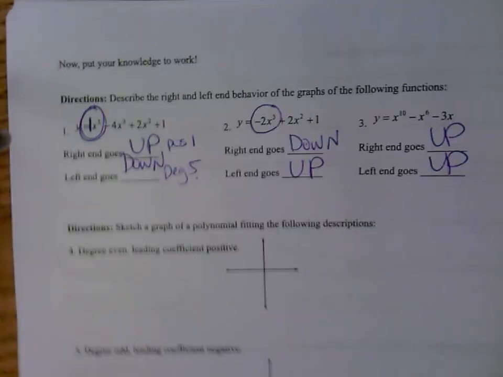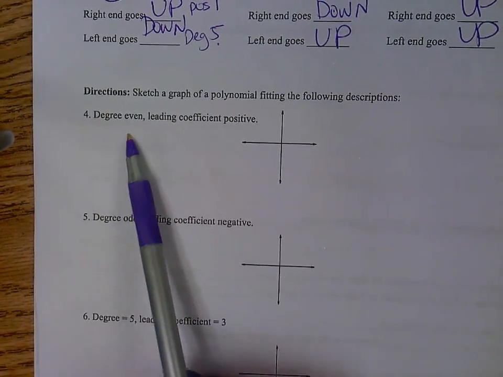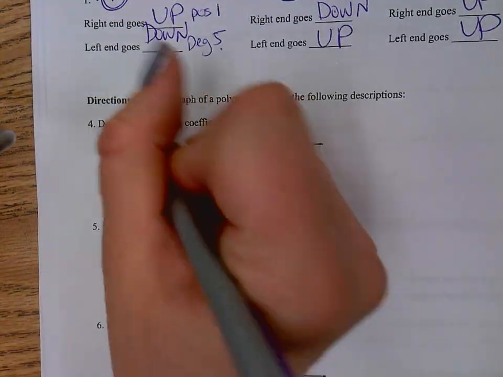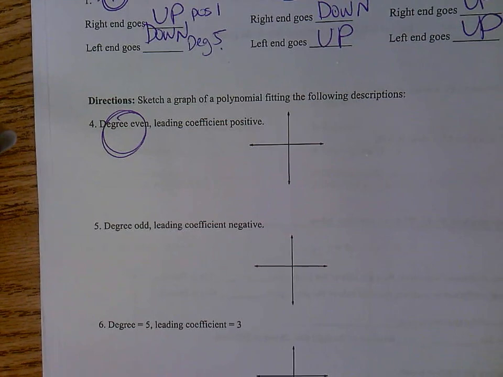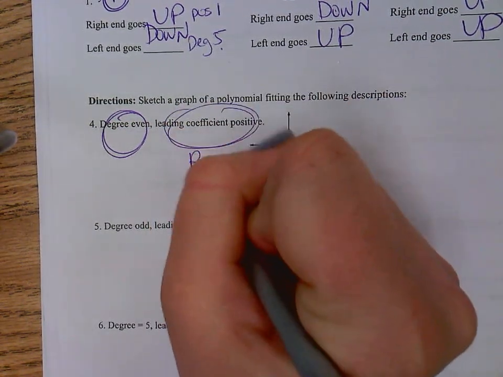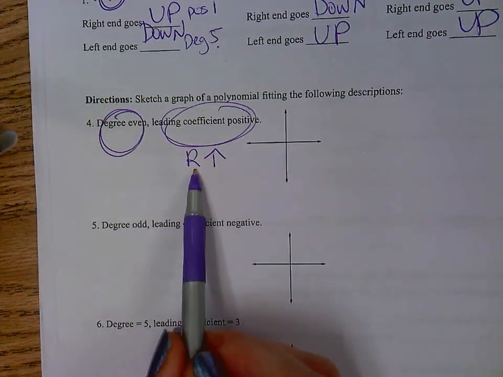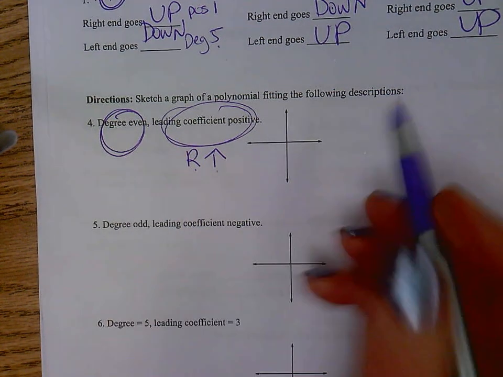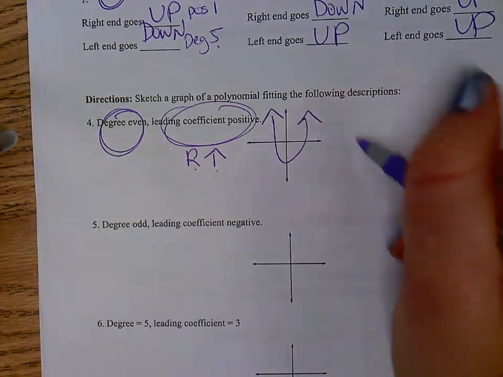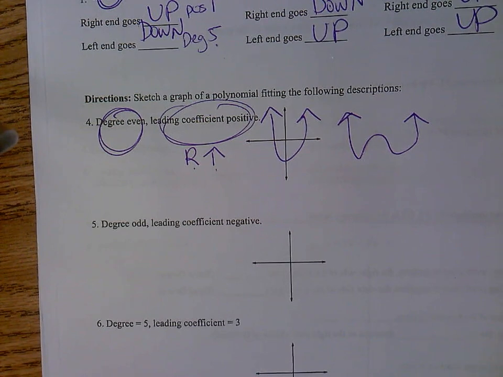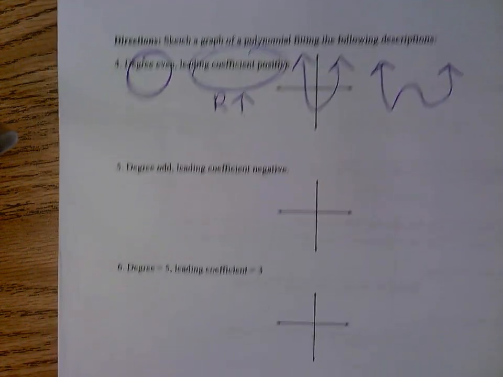Okay, so then number 4, you're just sketching something that would work. Something that is even tells you they're both going to go in the same direction. If the leading coefficient is positive, that's what I'm going to do first. The right end is going up, so the left end would also have to go up. Maybe something like a parabola, something like a W shape, something where they're both going up. Anything like that. See if you can draw example 5 and 6.